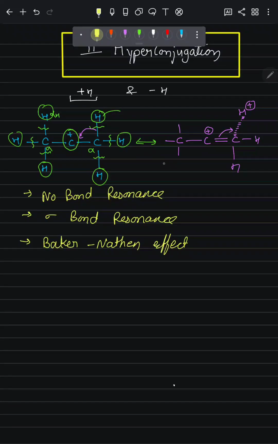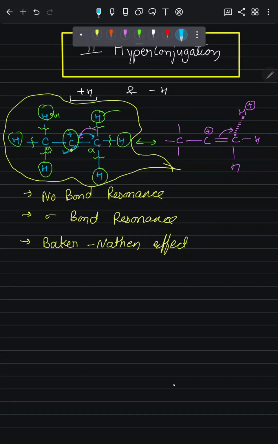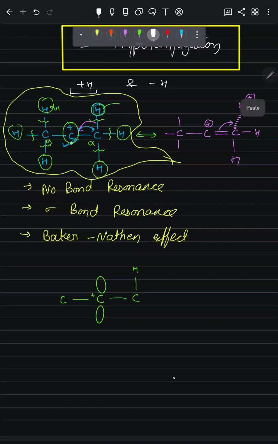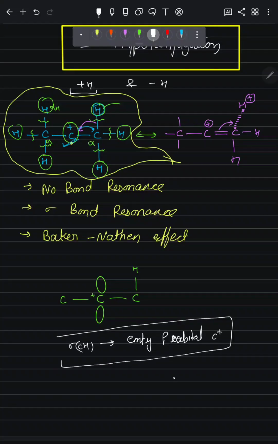So these are some conditions which are required to perform hyperconjugation. First, an electron deficient molecule must be present, just like that, and in its alpha position an alpha hydrogen has to be present. So in chemical terms, we can say that hyperconjugation is the transfer of electron density from the sigma CH bond to the empty p orbital of carbon. So this is called hyperconjugation.